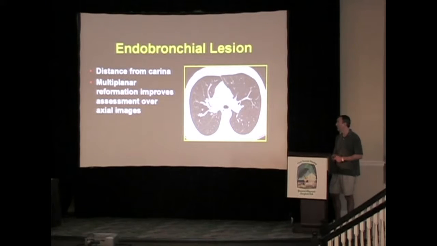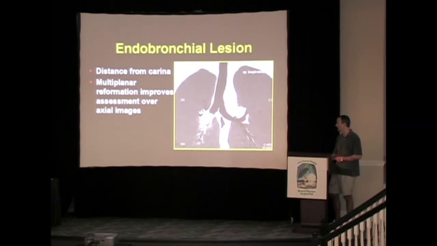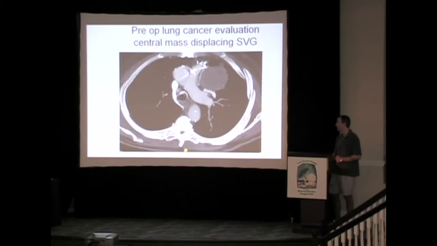For endobronchial lesions, we can very easily give you the distance of the lesion to the carina for staging purposes. A little bit difficult on these oblique airways, such as the main bronchi on axial images, but very easy to do that on a multiplanar reformation and give you a precise measurement of the lesion. As I mentioned earlier, determining the relationship of lung or mediastinal lesions to important vascular structures can be done easily.